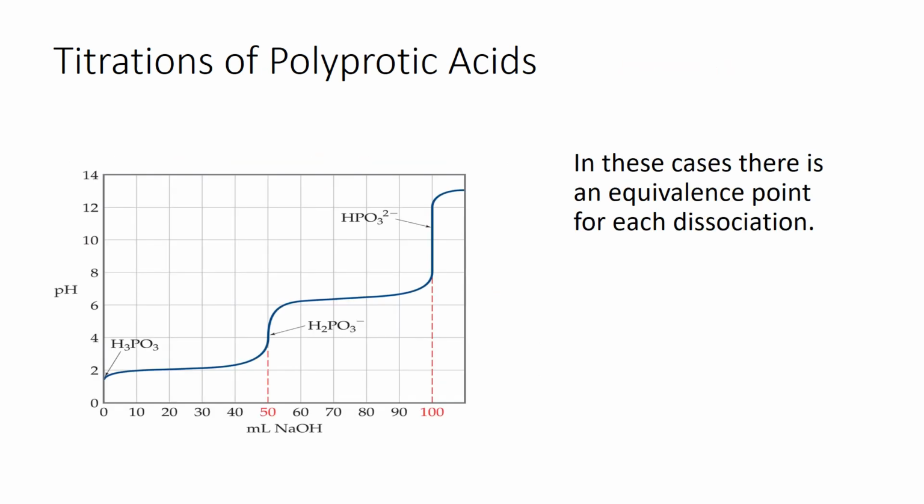So for polyprotic acids, we expect to have various equivalence points. You remember we said polyprotic acids are those that have more than one proton. So in these cases, there is an equivalence point for each dissociation. As it breaks down, you can see this is H3, it releases the first proton to give us H2, then H2 releases another proton to give us HP. So in each of the stages, there's an equivalence point.